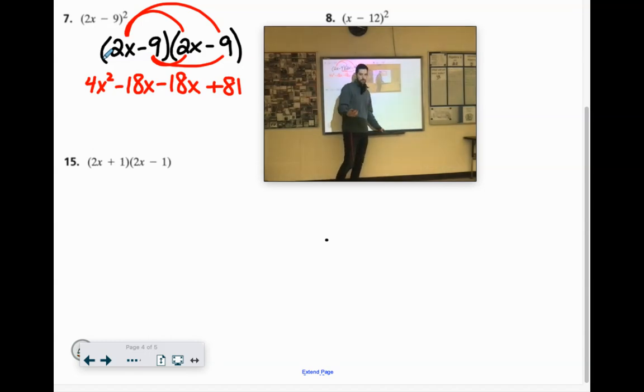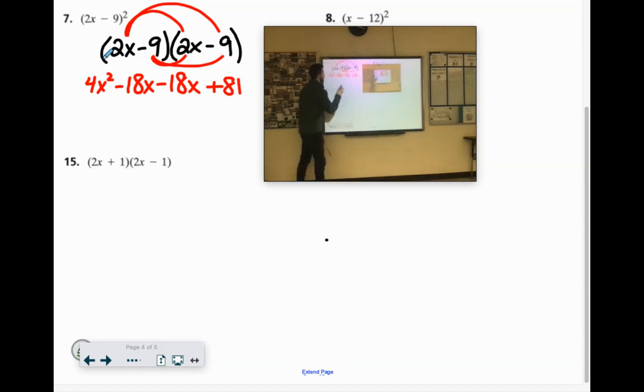And then you combine your like terms. Now the shortcut says you square the first term. 2x times 2x was 4x squared. Great, we got that. The middle term is what screws most people up, and that's why it's better to just FOIL it out. The middle term is you do the first term times the last term. 2x times negative 9 is negative 18, and then you multiply it by 2, which would give you negative 36x.